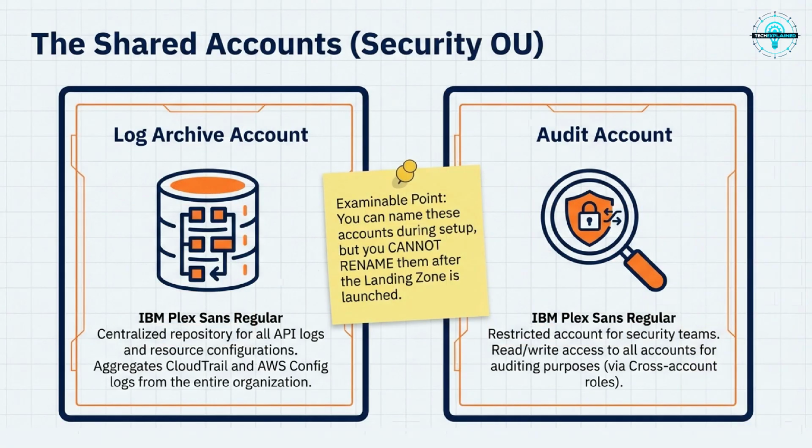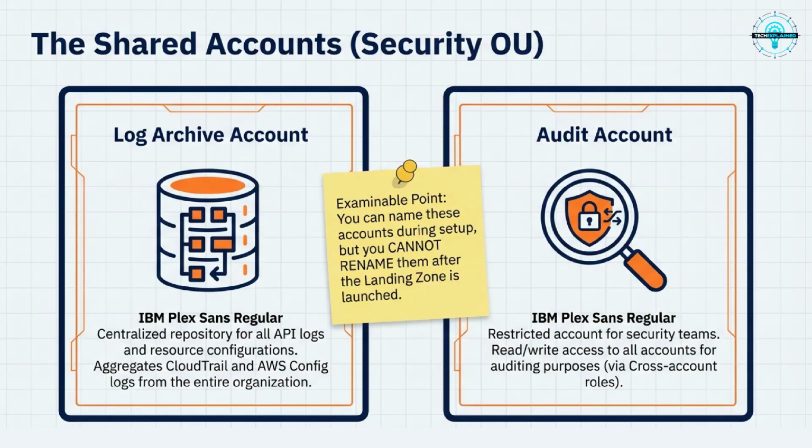Inside that security OU, Control Tower automatically creates two very important shared accounts. First up, the log archive account. This is where all your CloudTrail logs and AWS Config records are centralized. Every action taken across all your accounts gets recorded and stored here. You can read the logs, but you can't modify or delete them. That's by design, to prevent tampering.